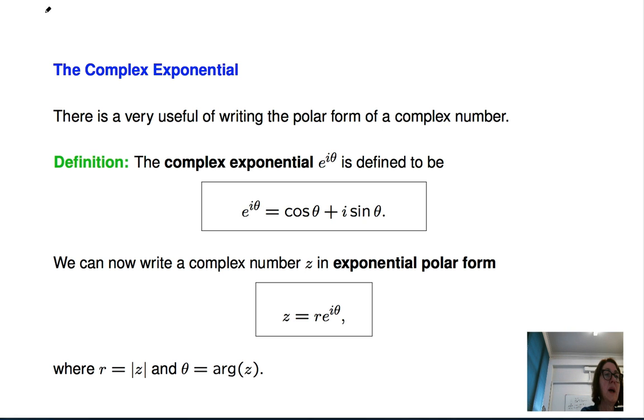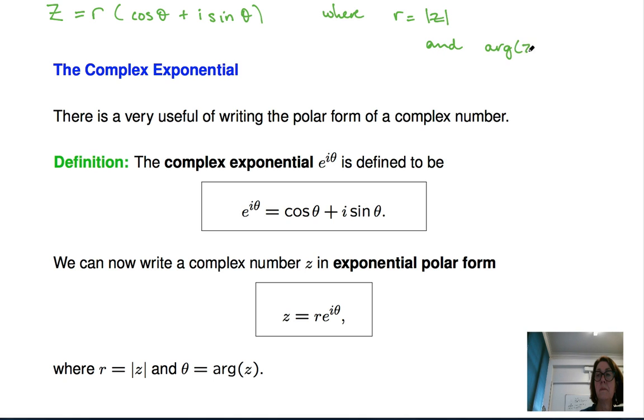Okay, so now we know how to write a complex number in polar form. It's r times (cos theta plus i sine theta), where r is the modulus of z and the argument of z is equal to theta.